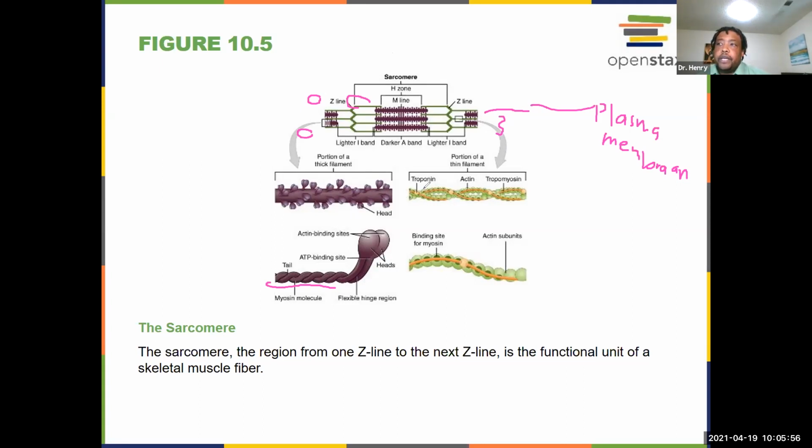These filaments, like I said, are composed of actin subunits that are polymerizing. You also have troponin and tropomyosin. These are two other proteins involved in the formation of these filaments. So the sarcomere is just the connection of the actin and myosin chains in that organized fashion.